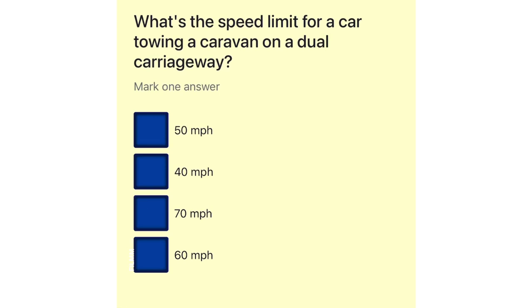What's the speed limit for a car towing a caravan on a dual carriageway? 50 miles per hour. 40 miles per hour. 70 miles per hour. 60 miles per hour.